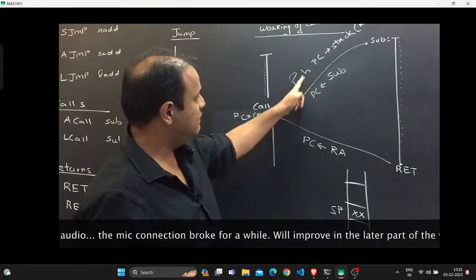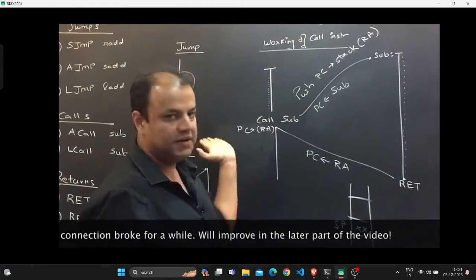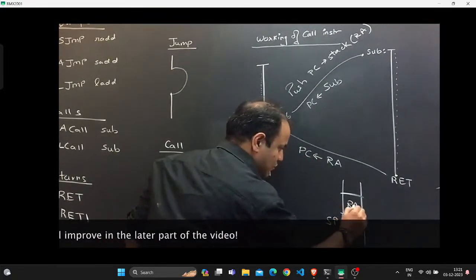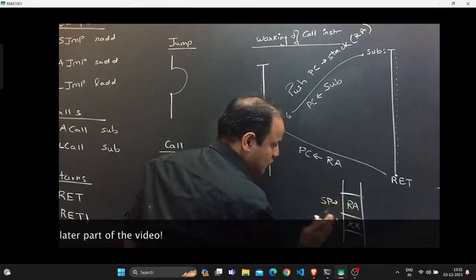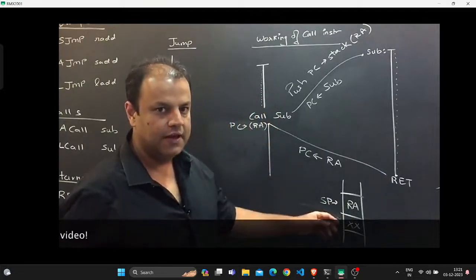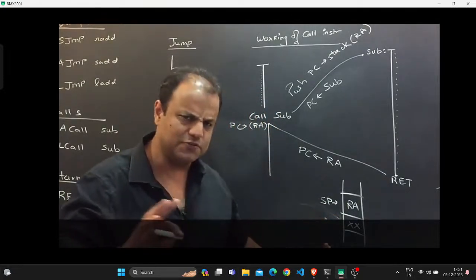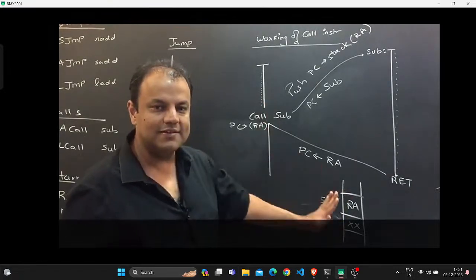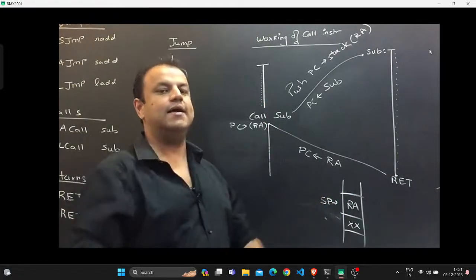So what will the processor do? It will push the value of PC. PC means return address. It will push this return address into the stack. It will come at the top of the stack, and SP will now point over here. Please tell me, do you understand this? SP gets incremented on every push. We've discussed all of this earlier. So now SP will point over here. Your return address has now been secured in the stack.